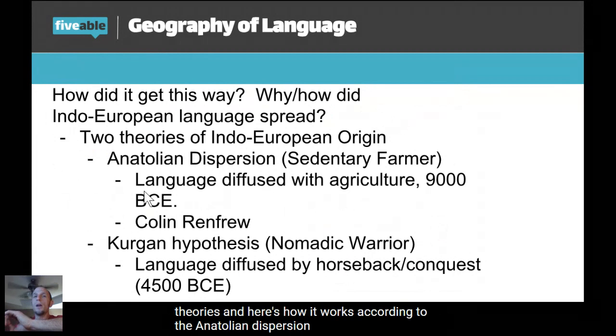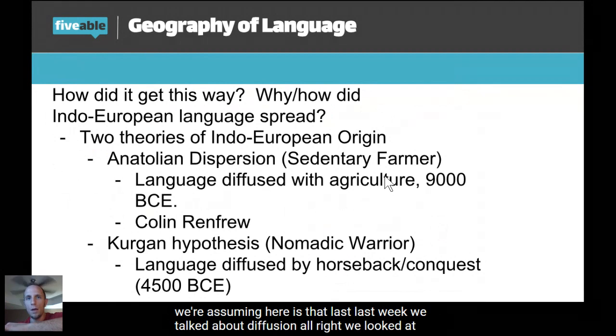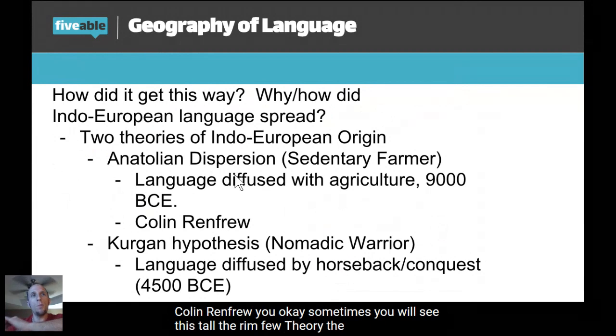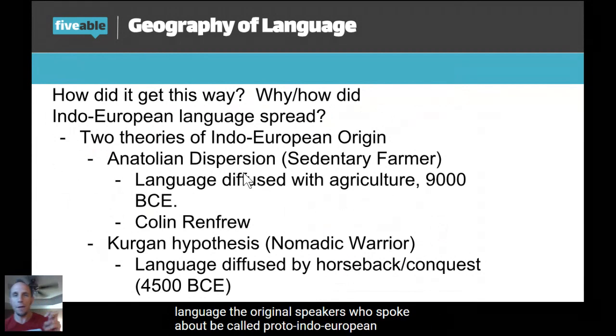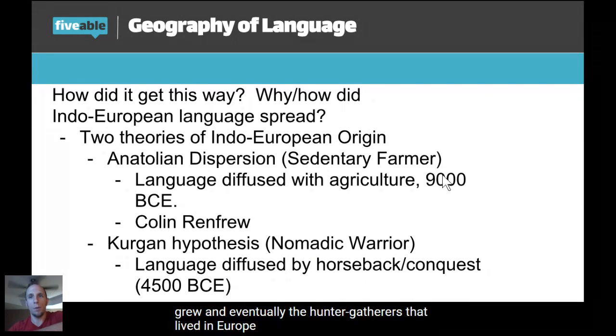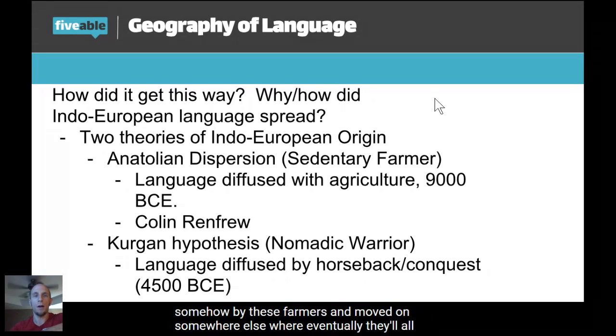According to the Anatolian dispersion, the Indo-European languages diffused with the invention and the expansion of agriculture. All right. So what we're assuming here is that last week we talked about diffusion, expansion, diffusion versus relocation. Well, according to this guy, Colin Renfrew, sometimes you'll see this called the Renfrew theory, the original speakers who spoke what we call Proto-Indo-European would have started to take their language with them as they slowly, over thousands of years, expanded agriculture and their populations grew. Eventually the hunter-gatherers that lived in Europe started to either blend together with the farmers and speak an Indo-European language, or they were just beat out somehow by these farmers and moved on somewhere else, where eventually they lost their culture and their language.